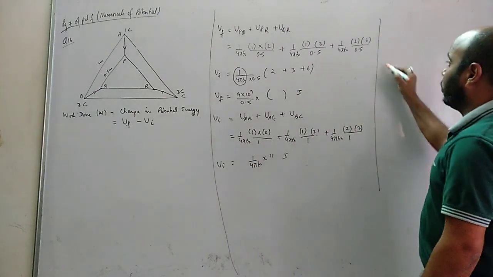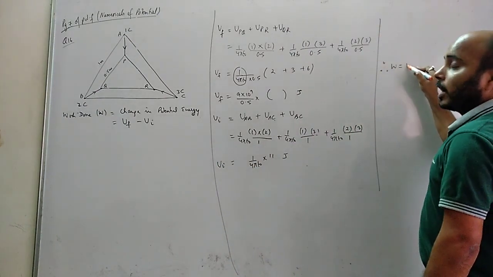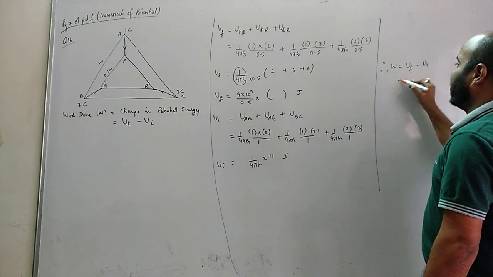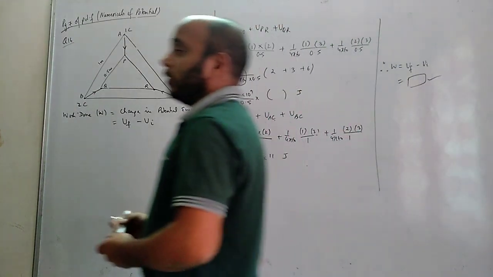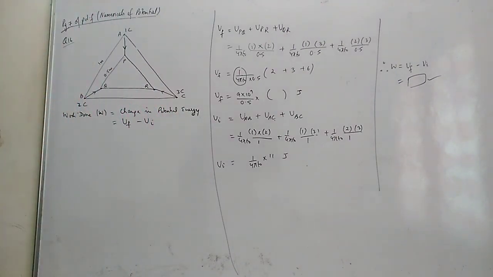Therefore, what is the work done? Now you can calculate the work done: final minus initial. That you can do. The solution is there with the answer. You understand? Okay, class. Now we'll go for the next question.